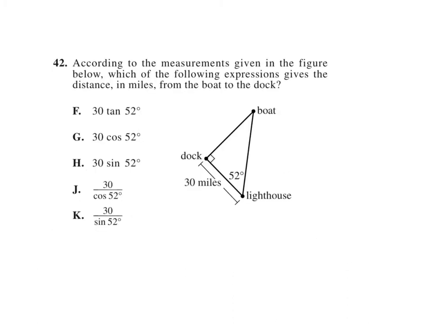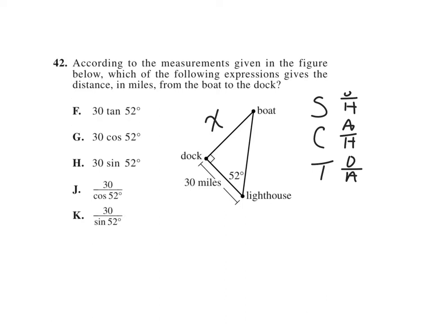Number 42 says, according to the measurements given in the figure below, which of the following expressions gives the distance in miles from the boat to the dock? So I want to know x. So think about what you have. You know you're talking about sine, cosine, or tangent. Some old hippie caught another hippie tripping on acid. So sine's opposite over hypotenuse, cosine's adjacent over hypotenuse, tangent is opposite over adjacent.